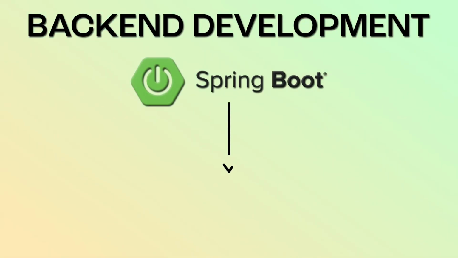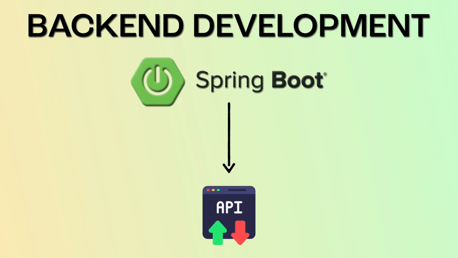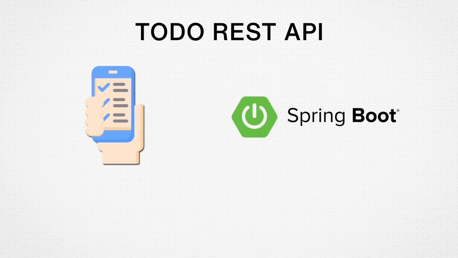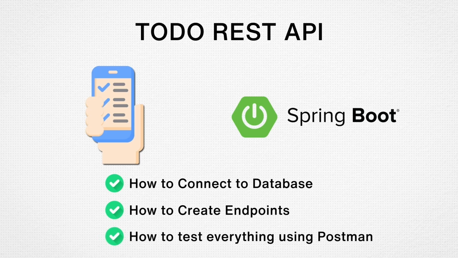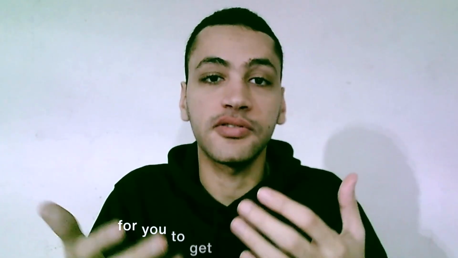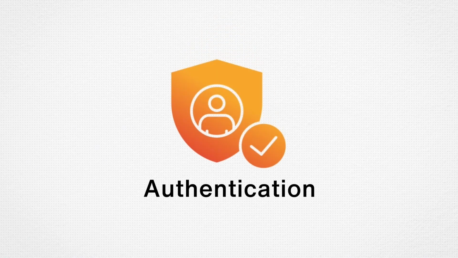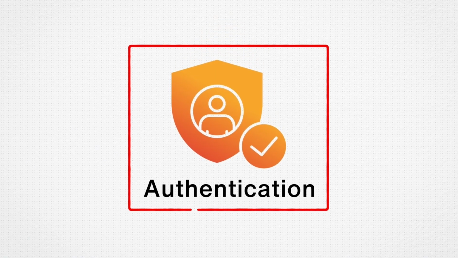If you want to learn backend development using Spring Boot, the best way to start is by building real APIs. So in this video, we're going to be creating a Todo REST API from scratch using Spring Boot. You will learn how to connect to a database, how to create endpoints, and how to test everything using Postman as well. You can have the basic structure for you to get started with more features such as authentication. This is like a starting point for you. So if that's interesting for you, feel free to continue with me.